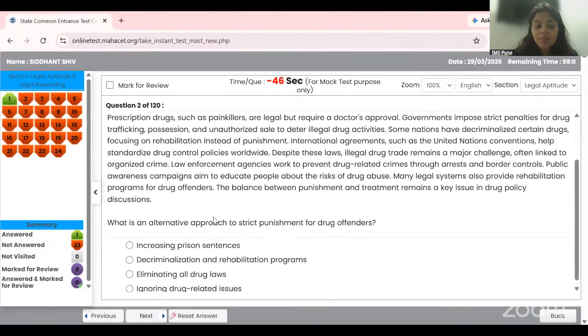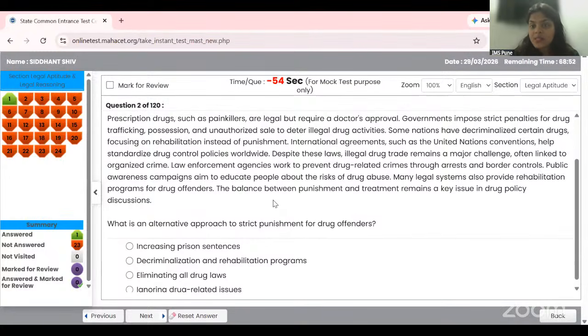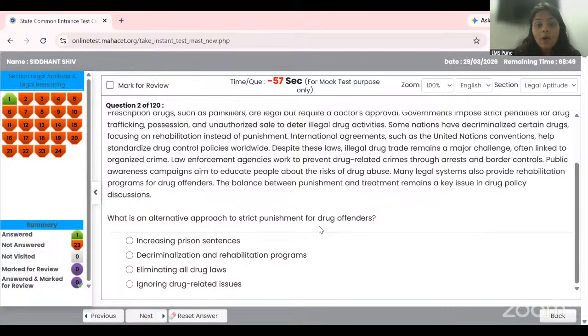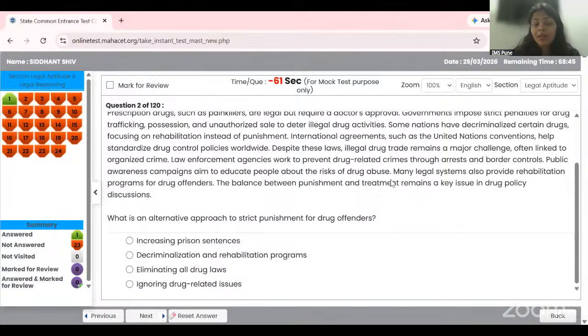It is again based on the same passage. It is asking what is an alternative approach to strict punishment for drug offenders. There is strict punishment being imposed, but what can be the alternative approach to it? How can we ensure that drug offenders are not indulged in such kind of activities? We have seen that till here the laws are mentioned. Then public awareness campaigns are there to educate people about the risk of drug abuse. Then there are many legal systems which also talk about rehabilitation for drug offenders.